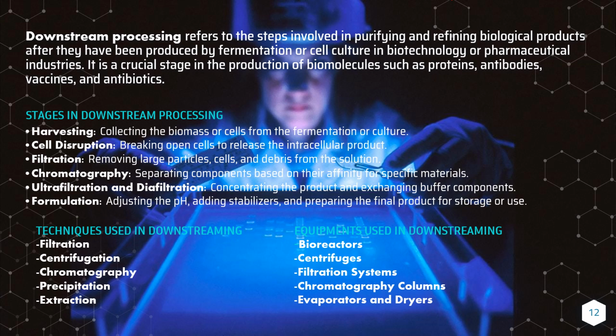Detergents can also be used. An example of a detergent that is used for cell disruption is Triton X-100. You can also use alcohols or other solvents to disrupt membranes by affecting their structure. Chaotropic agents like urea or guanidine disrupt protein structures and help release them from cells.